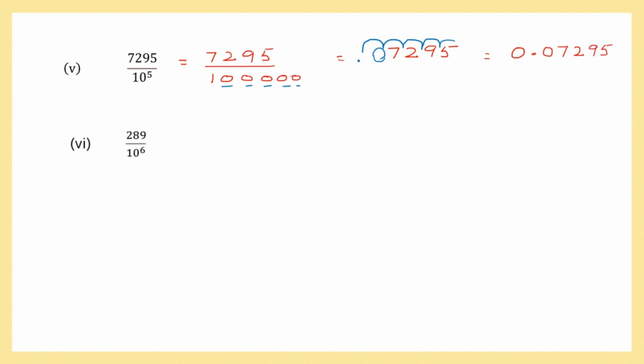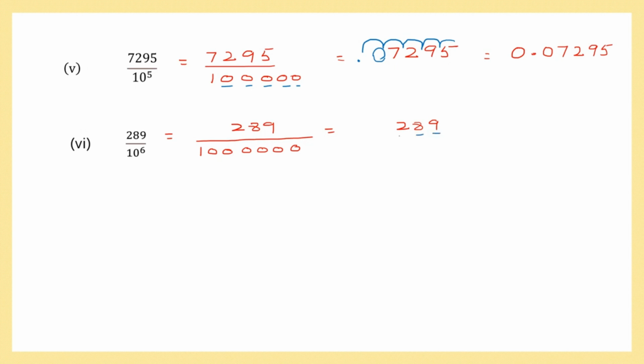Question 6. 289 by 10 to the power of 6 this time. So 289 by 10 to the power of 6, that means 1 followed by 6 zeros. 1, 2, 3, 4, 5 and 6. Okay, so let me write 289. Now my point should move 6 places to the left. So let me put it this way also for you.